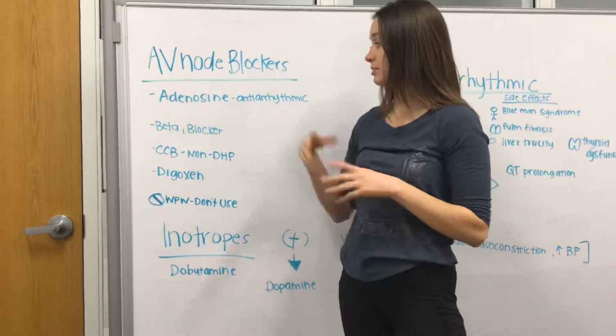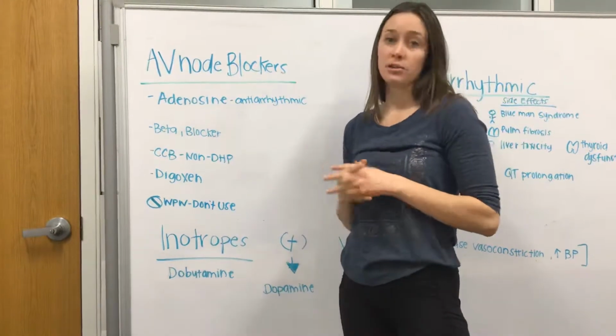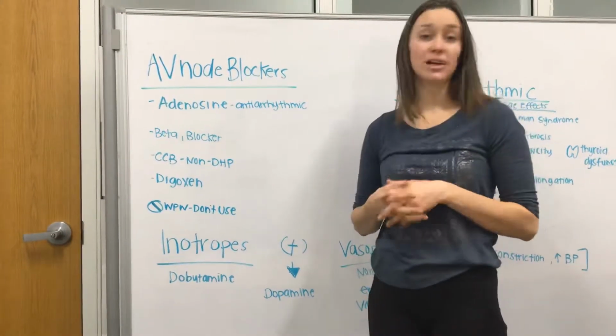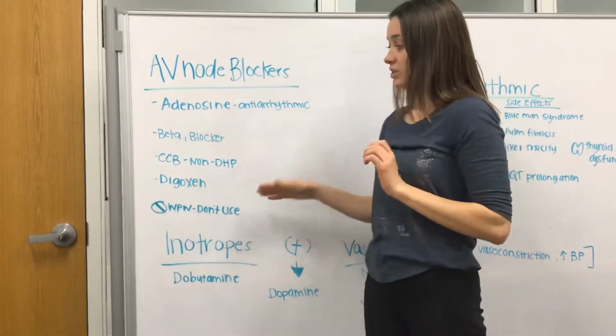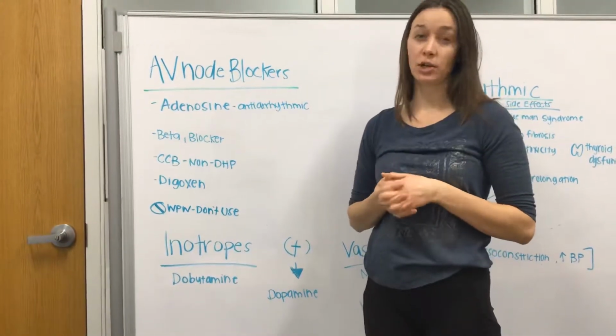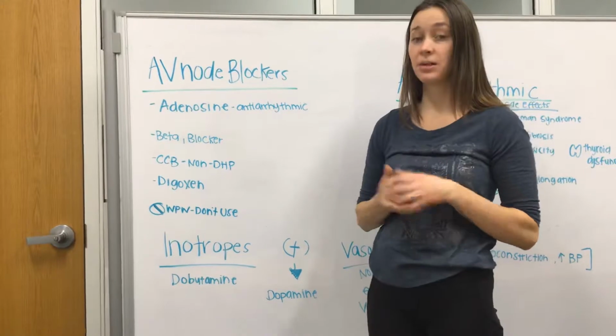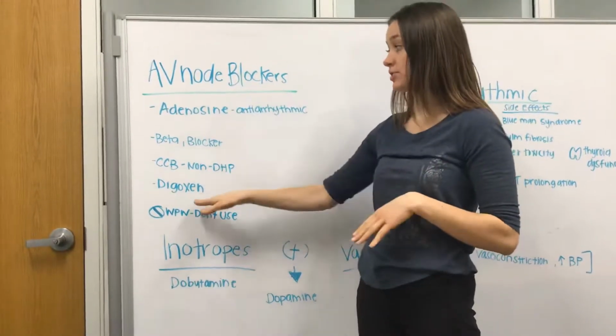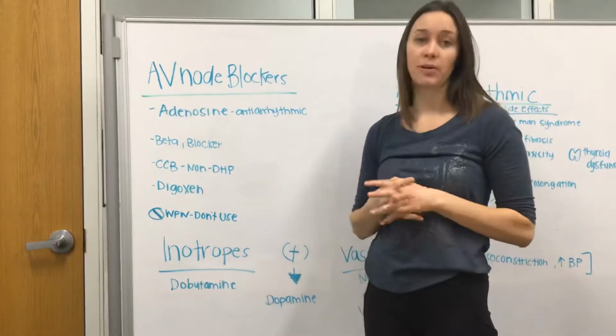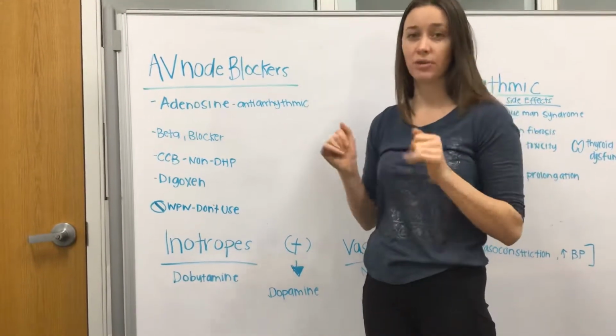These work by blocking receptors at the AV node. So we know DHP is vascular, non-DHP is the AV nodal blocker. And then digoxin, we know digoxin lowers heart rate, so we don't want to use this as monotherapy because it's a very strong drug. It's an AV nodal blocker, so you want to use digoxin in combination with a beta blocker, another drug like that, to prevent reflex tachy.